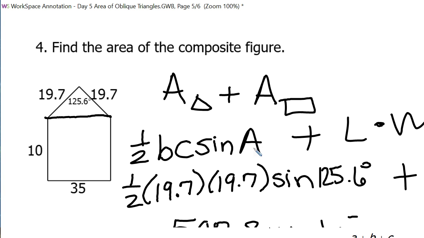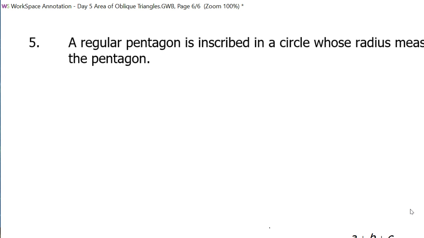Okay, one more. Number 5. Number 5, did they give us a picture? Yes. No. So we'll have to create our own diagram. Number 5 says that we have a regular pentagon inscribed in a circle whose radius measures 7 centimeters. Find the area of the pentagon.